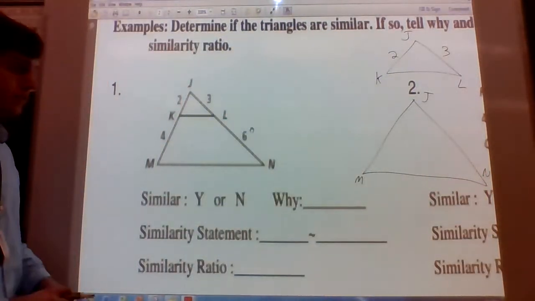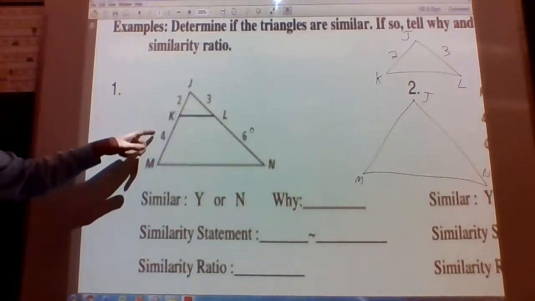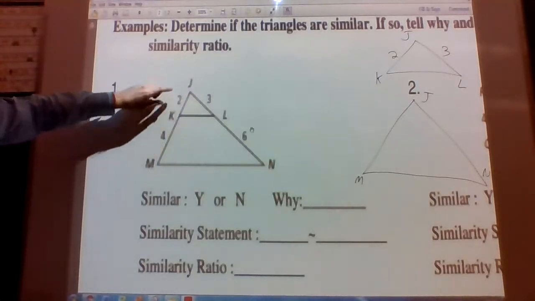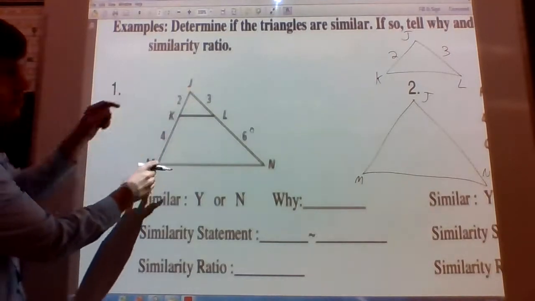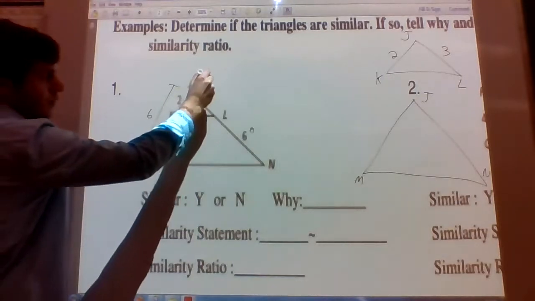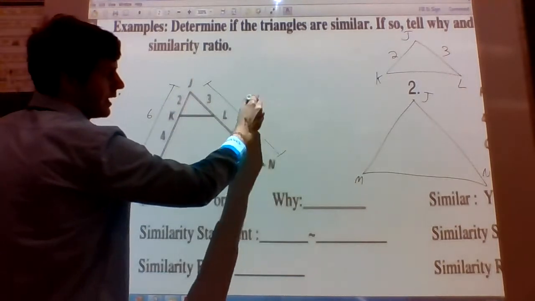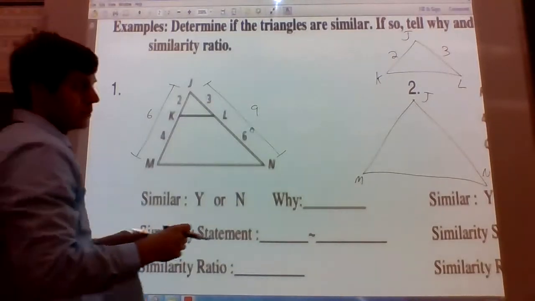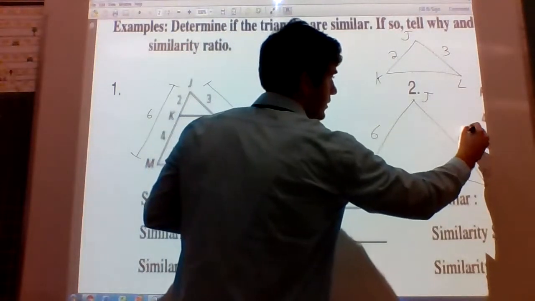The side JM is going to be 2 plus 4, right? This piece is 2, that piece is 4. That means this whole thing here is going to be 6. And JN is going to be 9, right? Add the segments together, segment addition. So this piece is 6, this piece is 9.